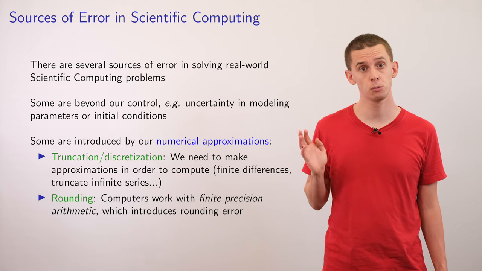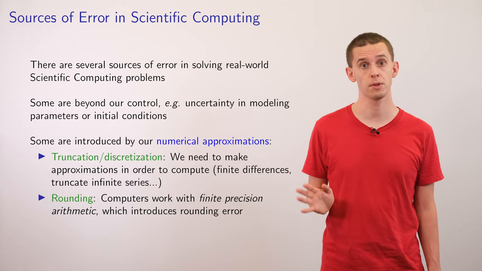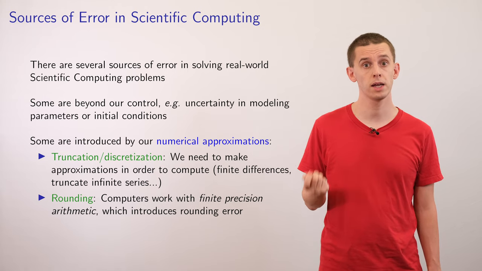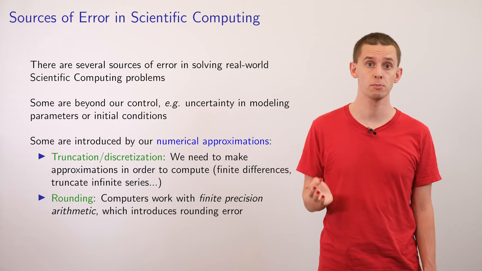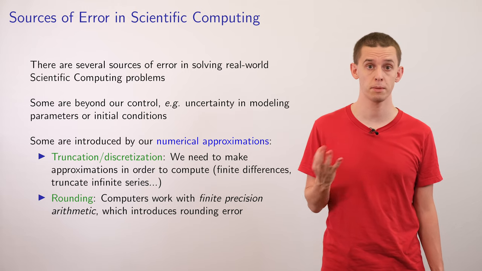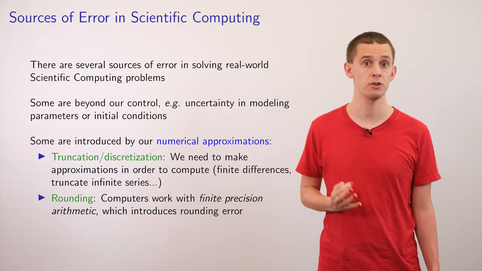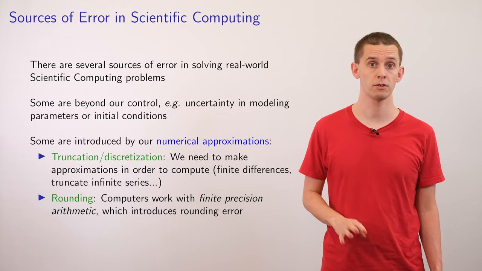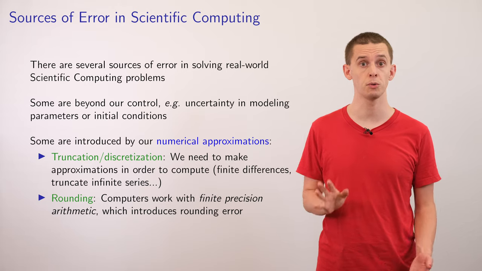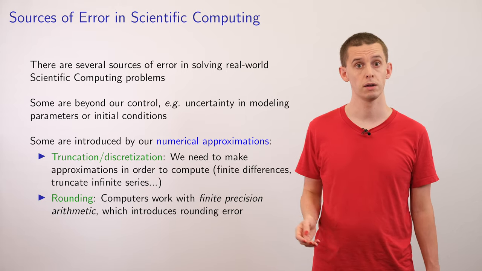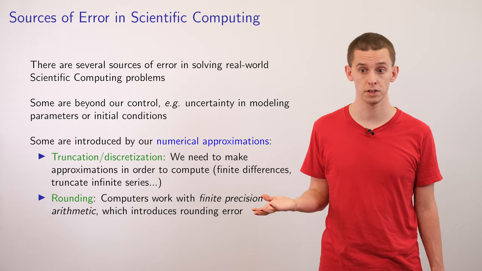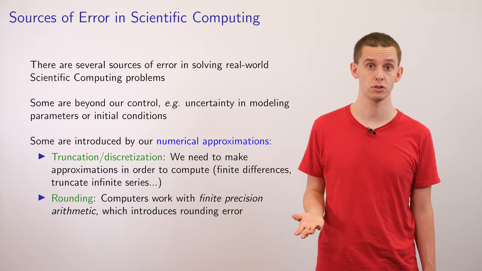Suppose we're trying to take some real-world problem and calculate something from it. Then, to begin with, we're going to have to approximate that real-world problem and build a mathematical model. And that will certainly introduce some errors that we can't control. We'll have to make various modeling assumptions to go from the real world to the mathematical model. And we might have, for example, uncertainty in parameters or initial conditions.